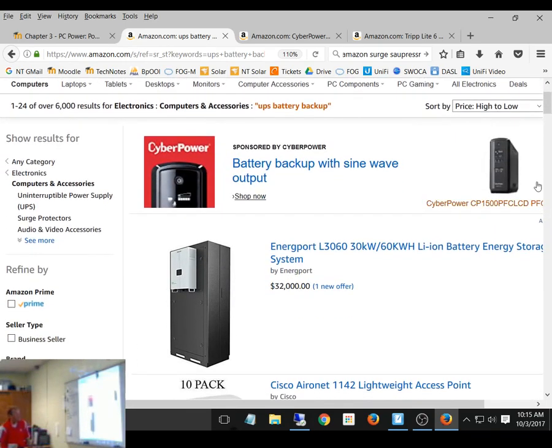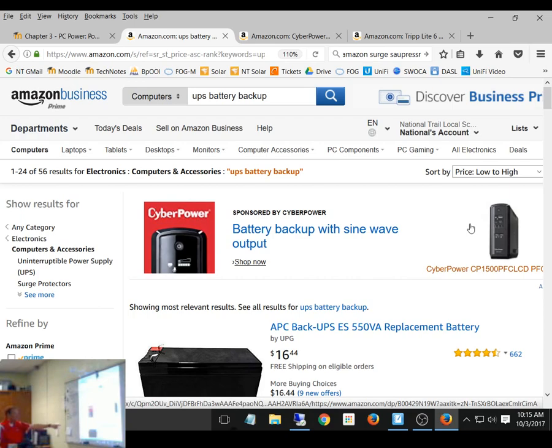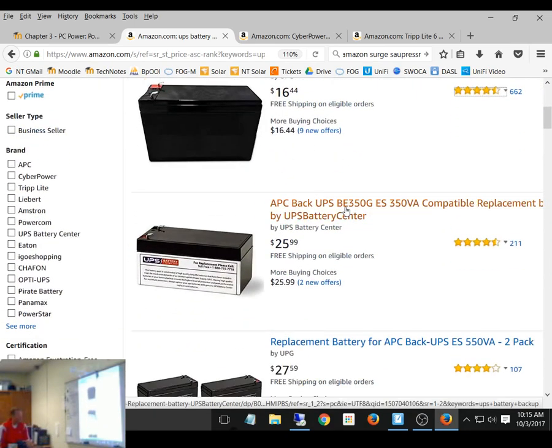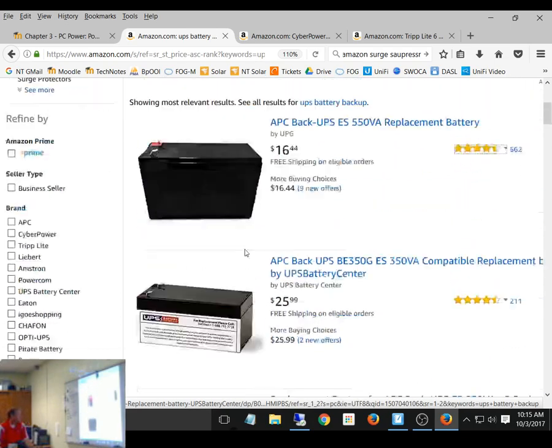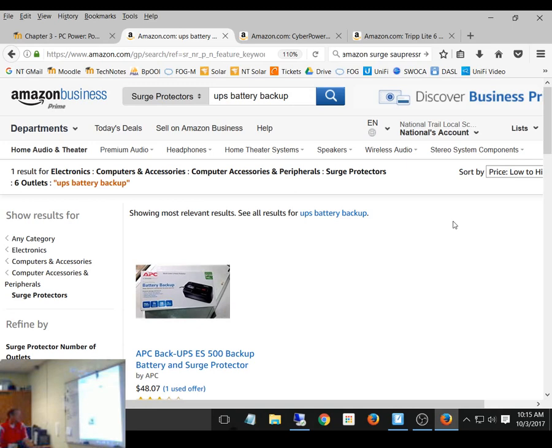Now, in all reality, we've never bought one that's over about $600. You can see these are replacement batteries from when the batteries go out, because they only last about 3 years, and then you have to replace them. So you can buy the batteries and just put them in yourself. Let's see. I'm going to say six outlets and see what we start getting.